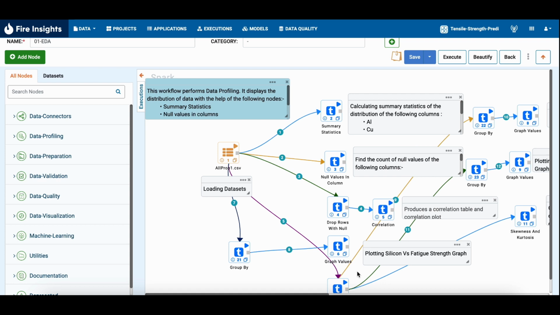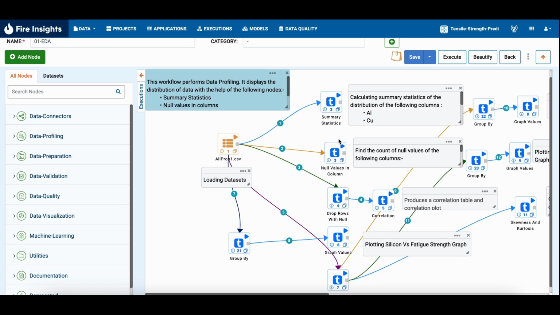In this video, we're going to take a look at our first workflow, our exploratory data analysis workflow. The goal of this workflow is to get a better understanding of our data and the variables that affect our tensile strength or fatigue strength. First, we're going to create a summary statistics page. This will help us get a large overview of all of the columns that exist.